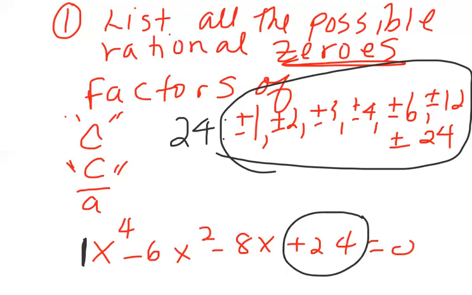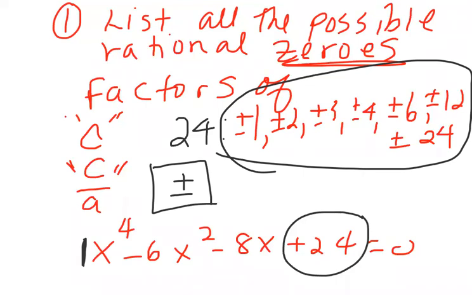Now, when you're typing this in, guys, please double check it. Make sure you put in those commas. You do have the plus or minus symbol on the tools palette, so make sure you utilize that to type in all these possible rational zeros. All right, so that one was totally easy.